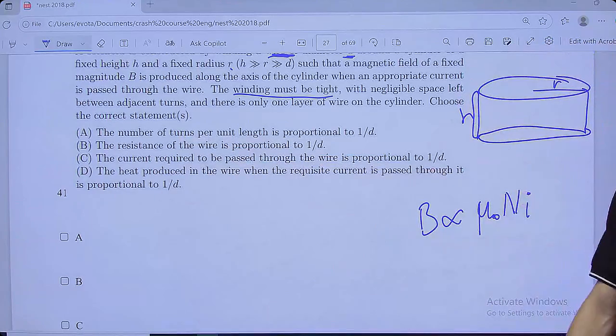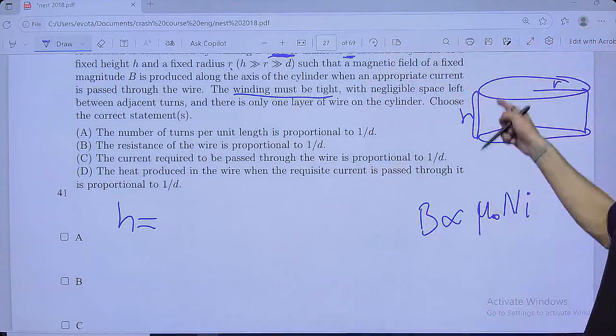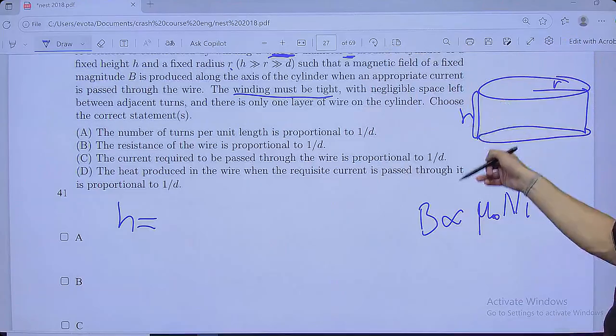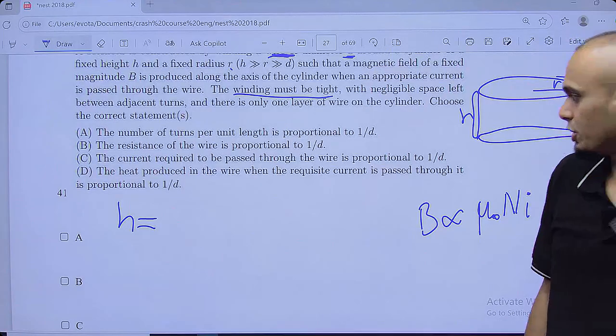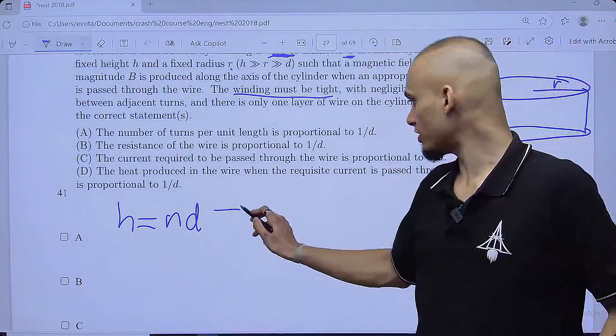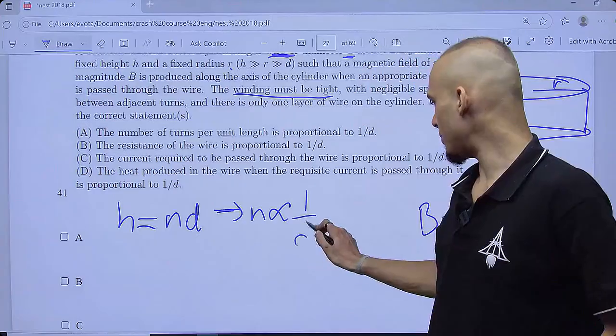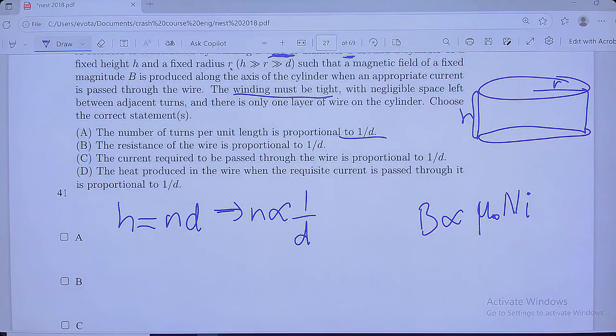How can we calculate the number of turns per unit length? We know the width of each turn is the diameter. So we can roughly equate the height of the cylinder to be equal to the number of turns into the diameter of each. Right? Number of turns into diameter we can represent. So the number of turns comes out to be proportional to 1 upon diameter, since the height is fixed. So option A is correct, but there can be more than one correct option also.